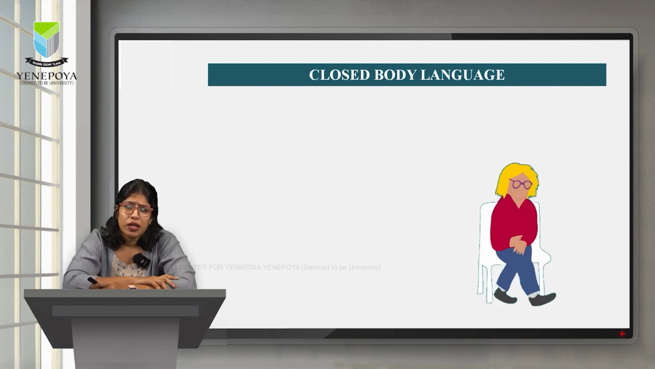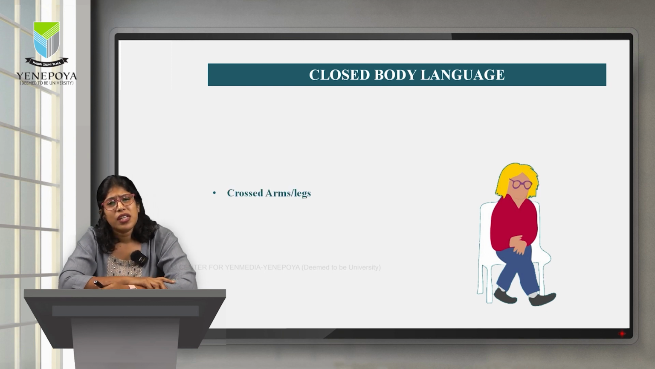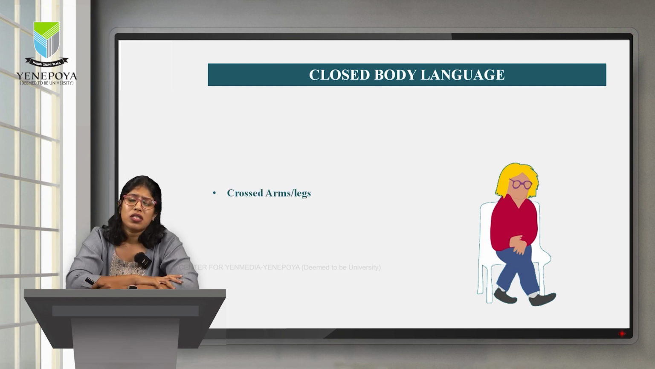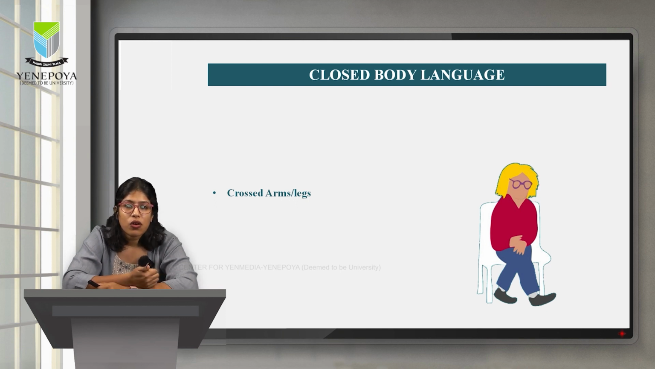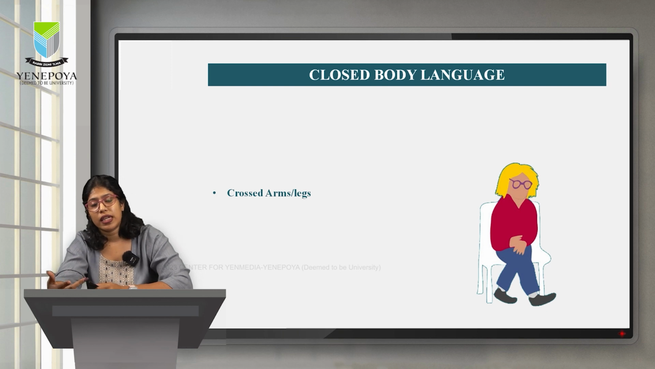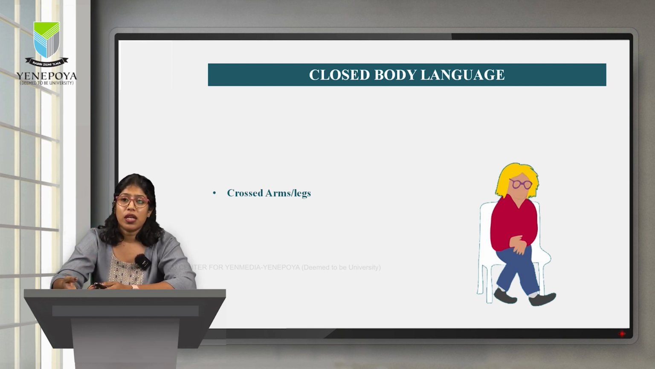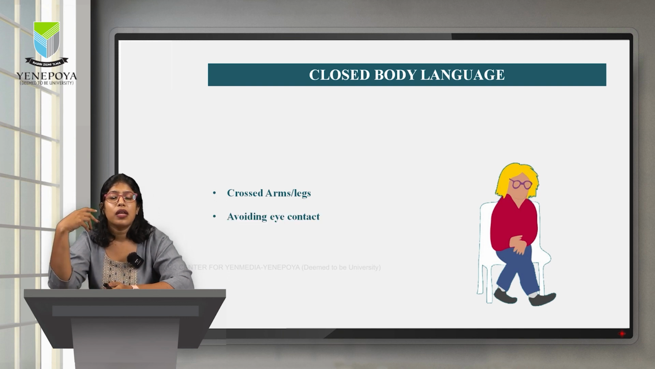Now closed body language. Do we really need closed body language? Crossed arms and legs. When you have crossed arms and legs, it can mean 1,000 things and more, and it can mean that you're not interested in talking to them, or you're feeling aggressive or stern towards them, or you do not appreciate what they are saying, right?